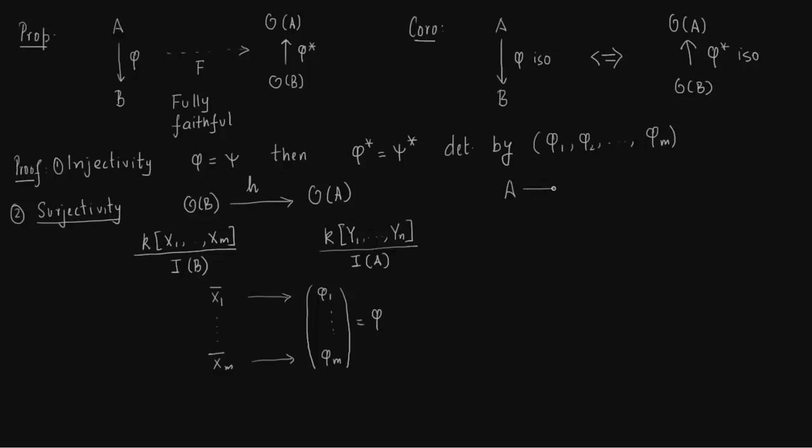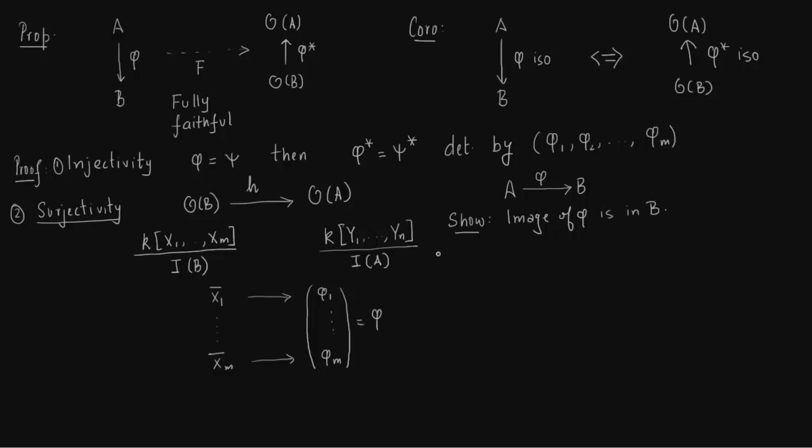Now we have to show, if you have such a ring homomorphism, we have a morphism phi, which I've just written down from phi 1 all the way to phi m. So to show surjectivity, we have to show that the image of phi is contained in B.